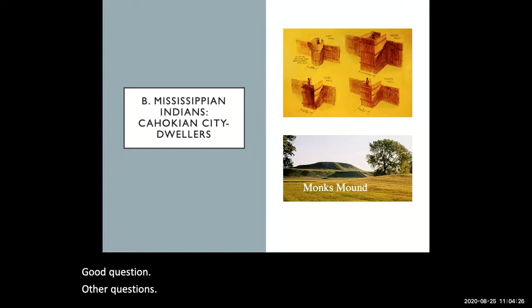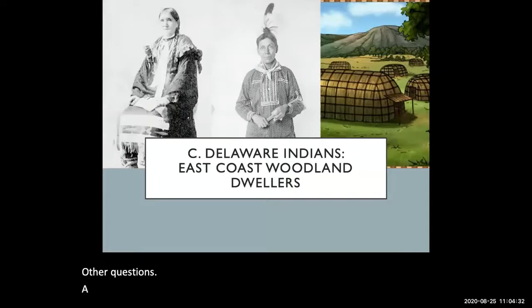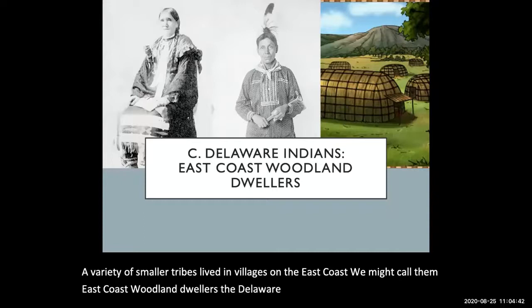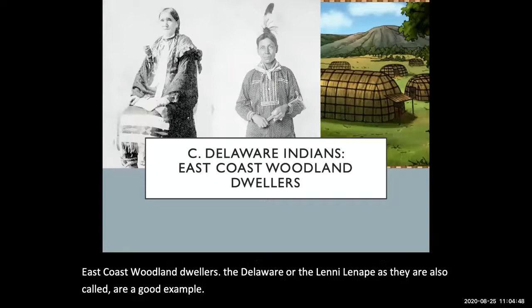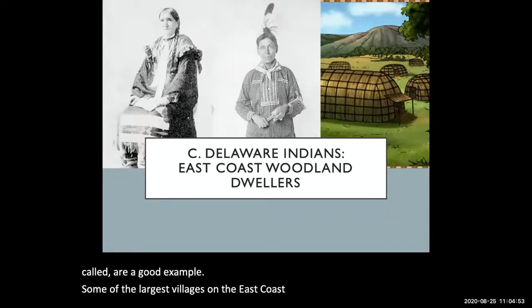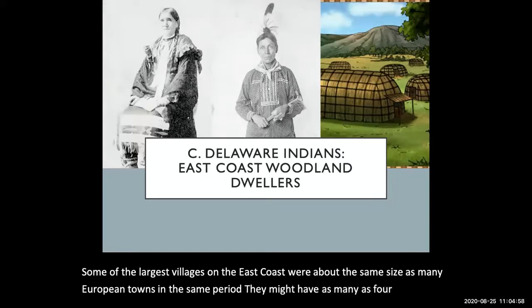A variety of smaller tribes lived in villages on the East Coast. We might call them East Coast woodland dwellers. The Delaware, or the Lenni Lenape, as they're also called, are a good example. Some of the largest villages on the East Coast were about the same size as many European towns in the same period. They might have as many as 4,000 to 6,000 people, but most of them were substantially smaller.